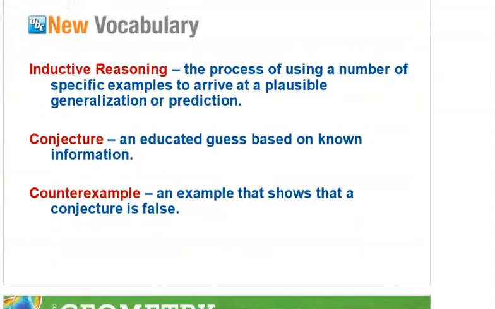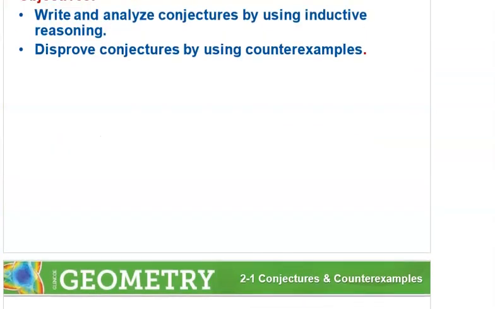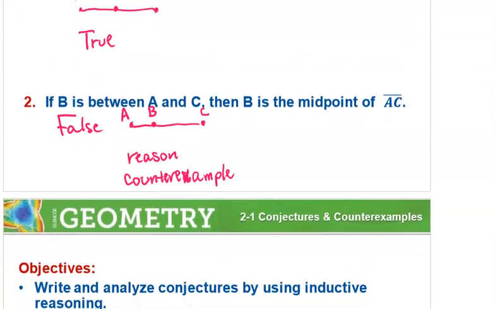Here are some of these words. Inductive reasoning is just a process of making a prediction based on specific examples or things that have happened that are very specific and very clear. It's like a pattern. We see a pattern happening. Conjecture is an educated guess that's based on known information. So the conjecture in this problem up here was that if B is between A and C, then B has to be the midpoint of AC. That's my conjecture, is what this is called.